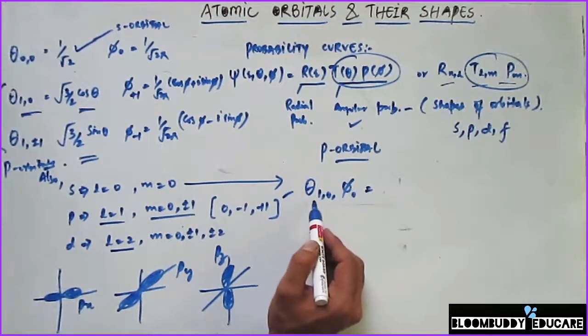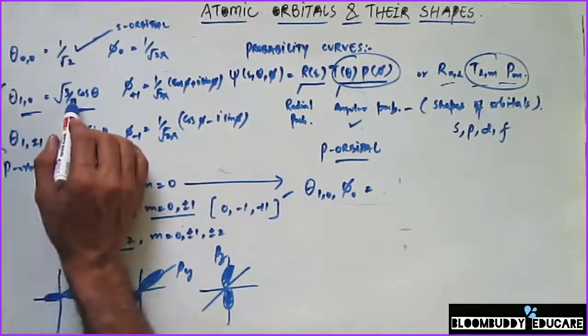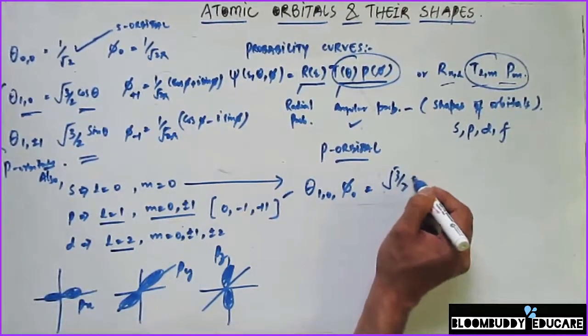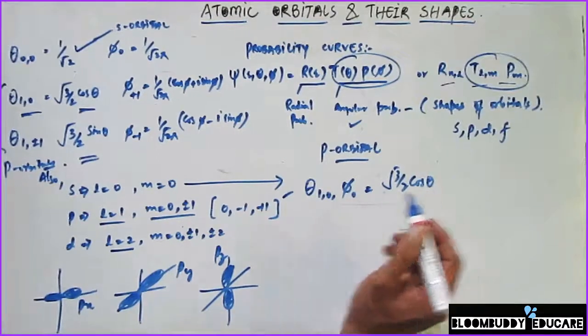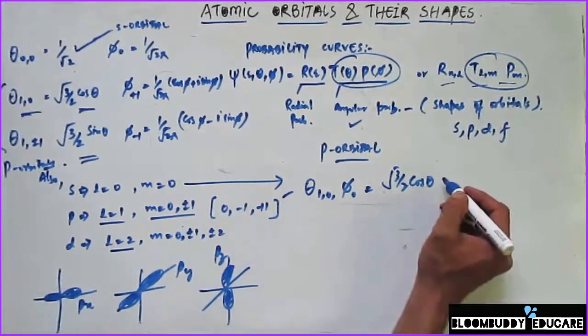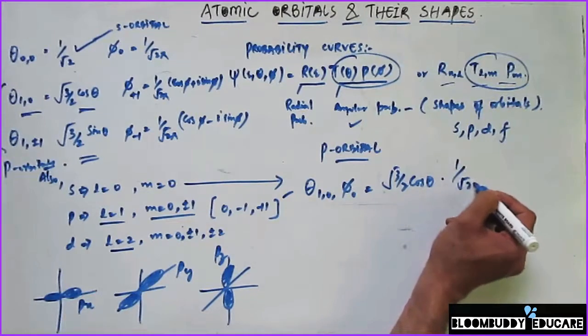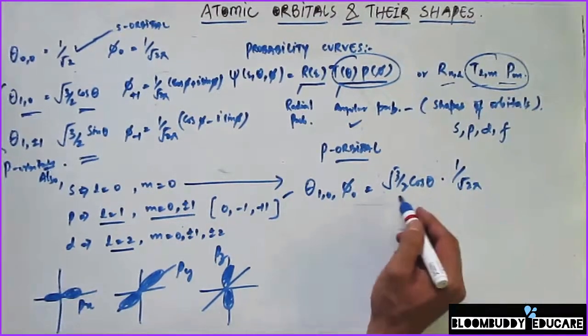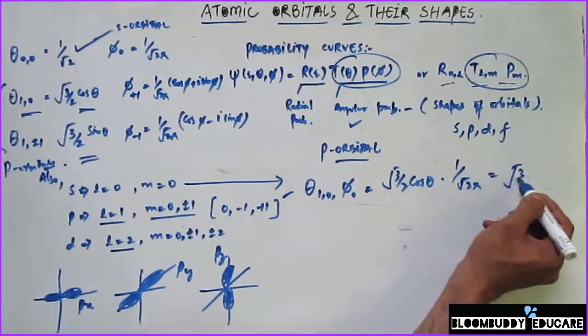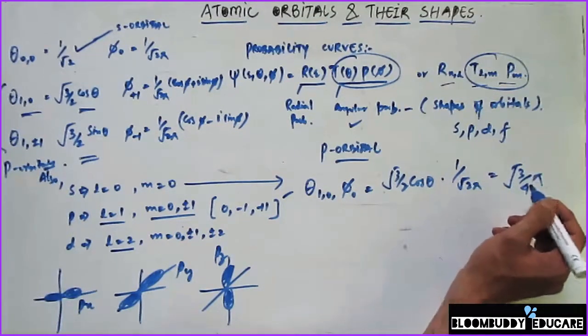For theta 1,0, I know the value is under root 3 by 2 cos theta, and for phi 0, our value is 1 by under root 2 pi. So I have to multiply these two to get the angular wave function, and when I solve both of these, I get under root 3 by 4 pi cos theta.